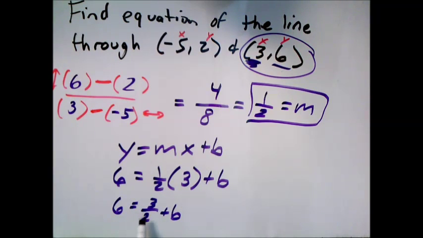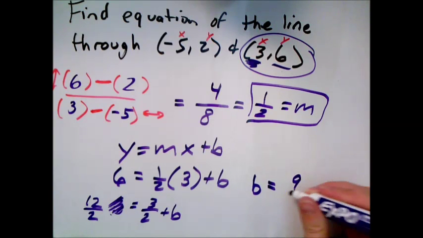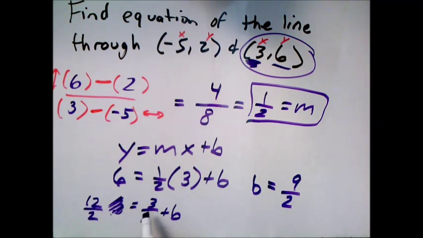So 3 times 1/2 is 3 halves. And then I have to subtract 3 halves from both sides. So if you want to think common denominators, that might be helpful if you're doing this by hand. So 6 over 1 is the same as 12 halves. So if I subtract 3 halves from both sides, I get b equals 9 over 2, right? 12, take away 3 1/2 size pieces.